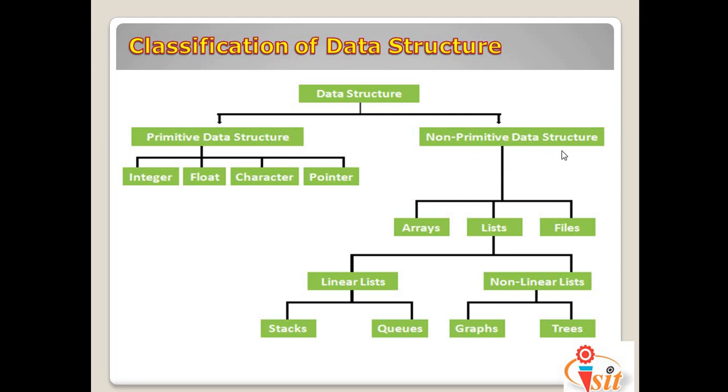So under the non-primitive data structures, we consider arrays, lists as well as files. Under the list, we consider the linear list as well as the non-linear list. The linear list we can say is stack and queue. The non-linear list we can say is graph as well as tree.